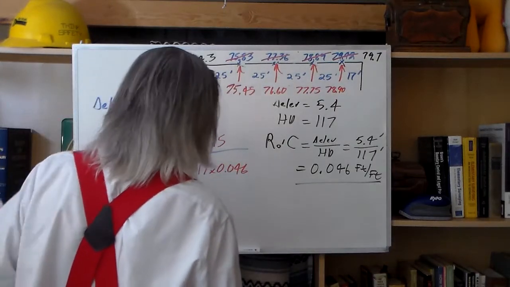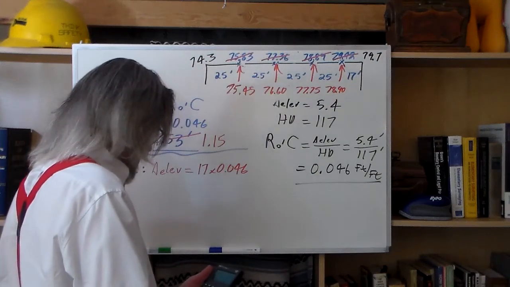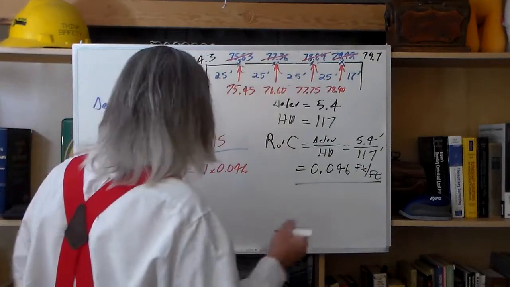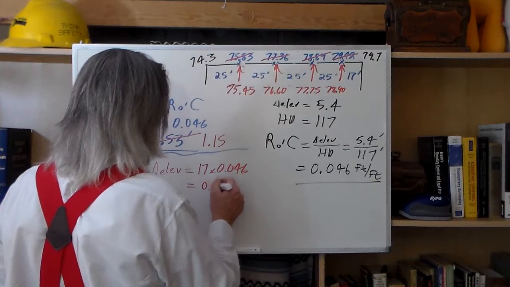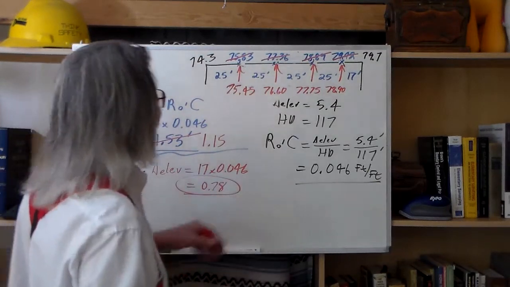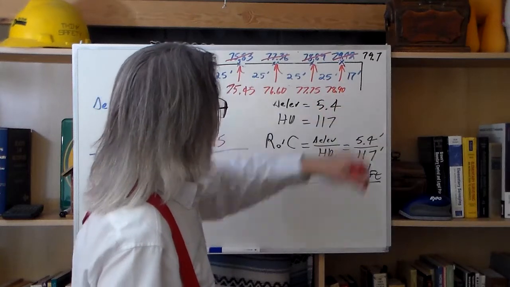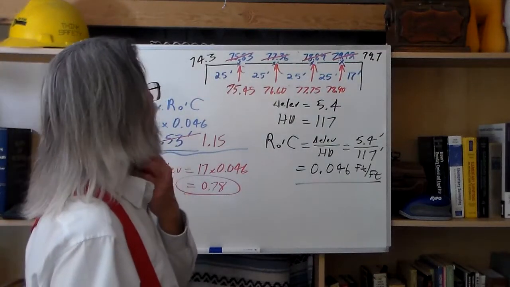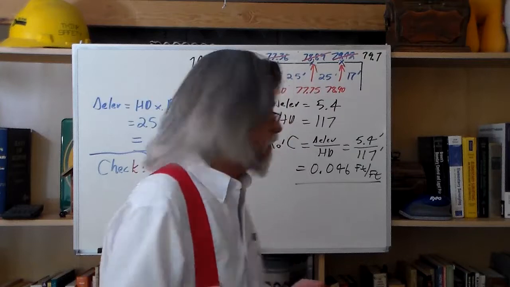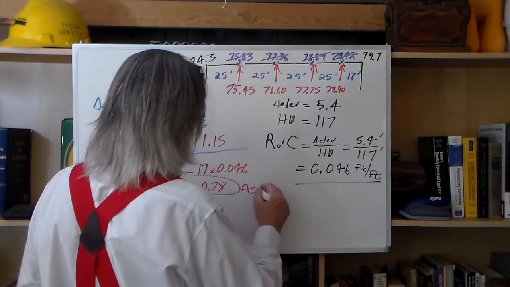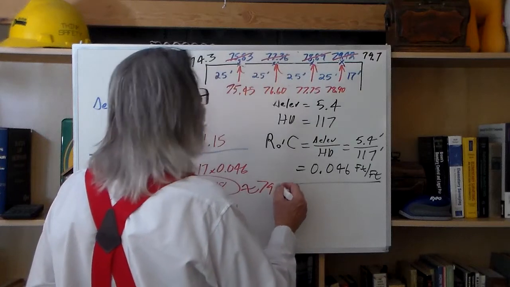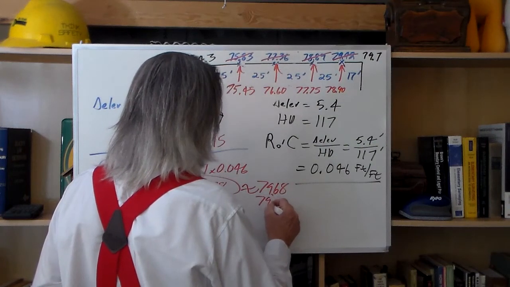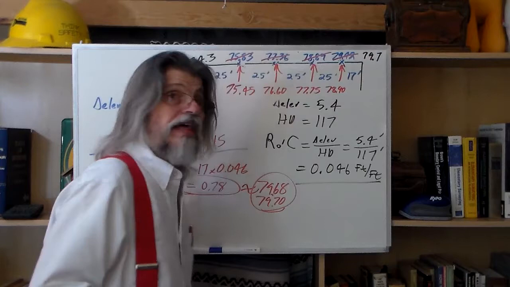Get out the old calculator here. I am not too proud to do that. That gets me to 0.78. Our delta elevation should equal 0.78. Okay, we're going from 78.9 plus 0.78 gets you to 79.68, right? That's close enough to 79.70. That is not perfect.